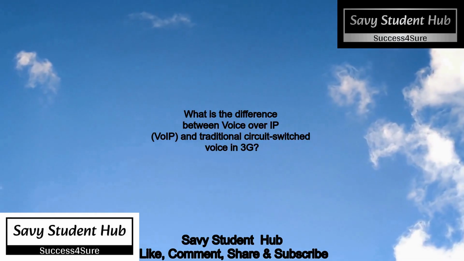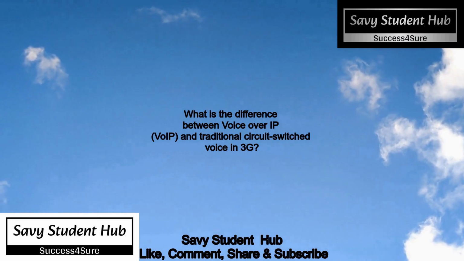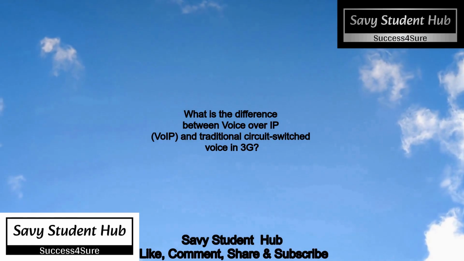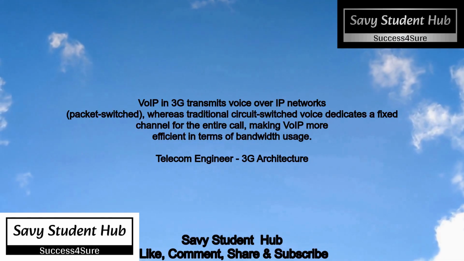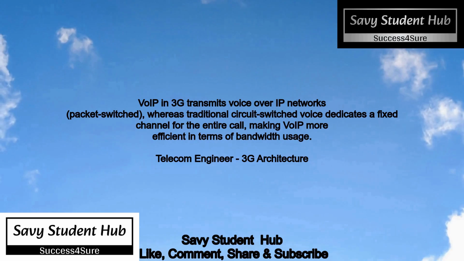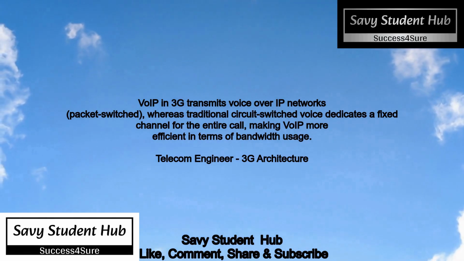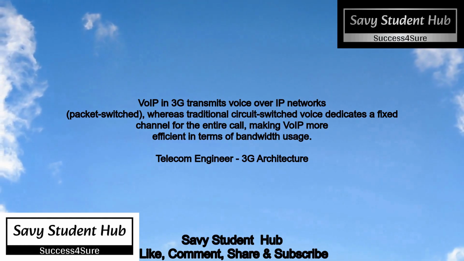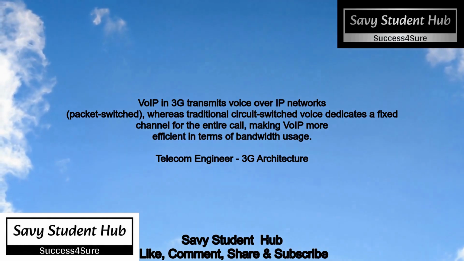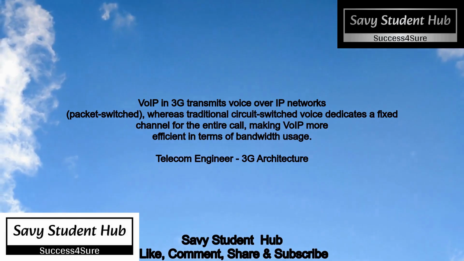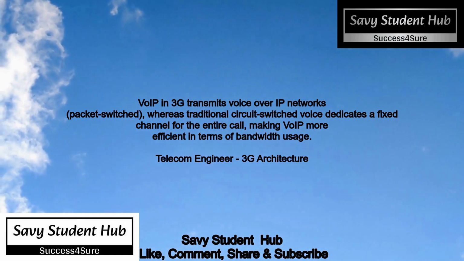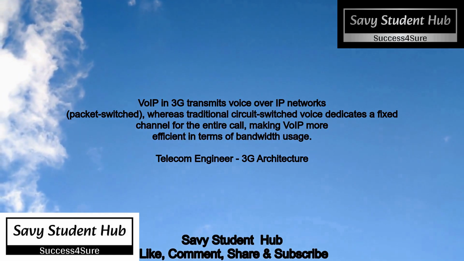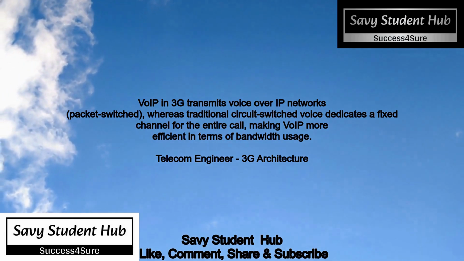What is the difference between voice over IP, VoIP, and traditional circuit-switched voice in 3G? VoIP in 3G transmits voice over IP networks, packet-switched, whereas traditional circuit-switched voice dedicates a fixed channel for the entire call, making VoIP more efficient in terms of bandwidth usage.